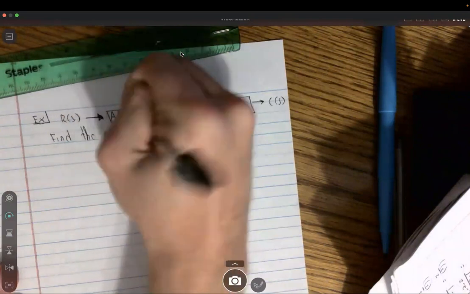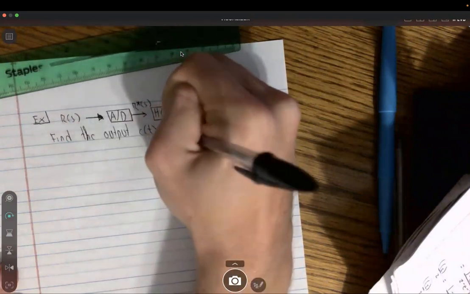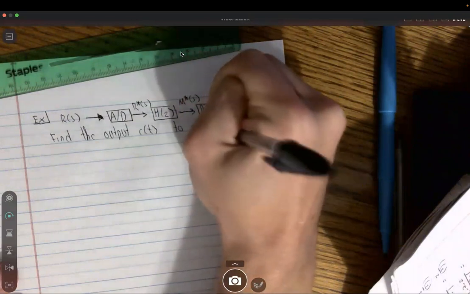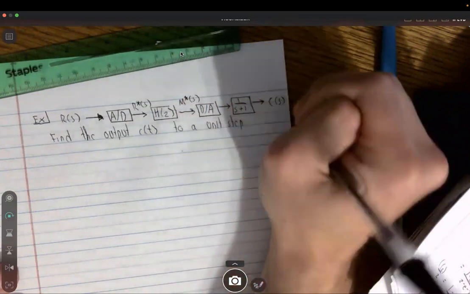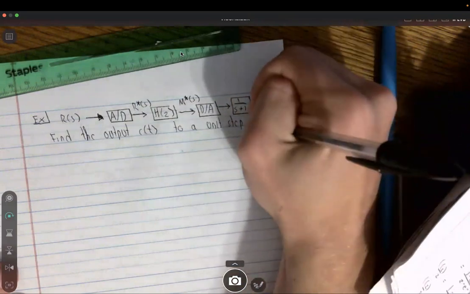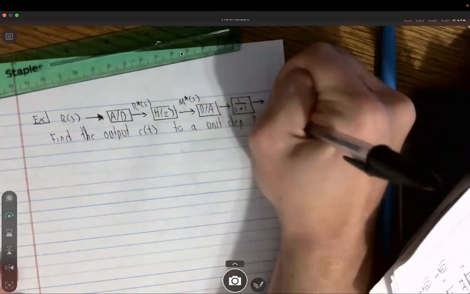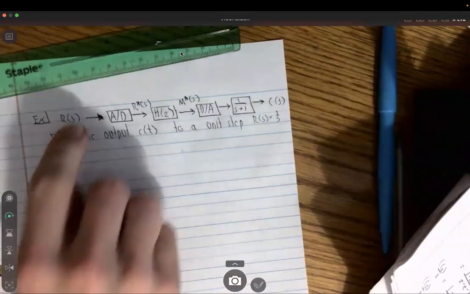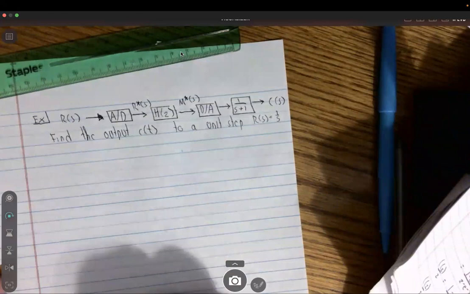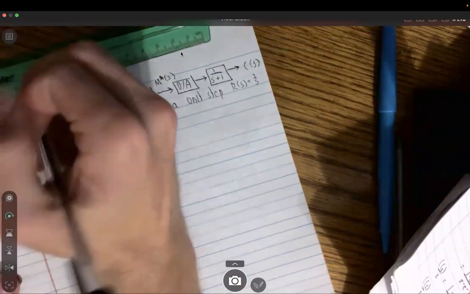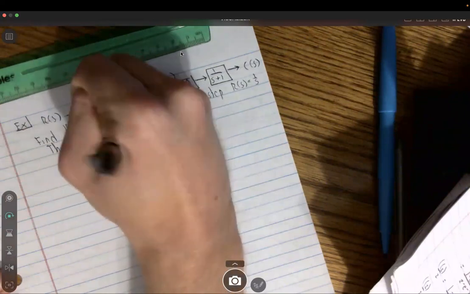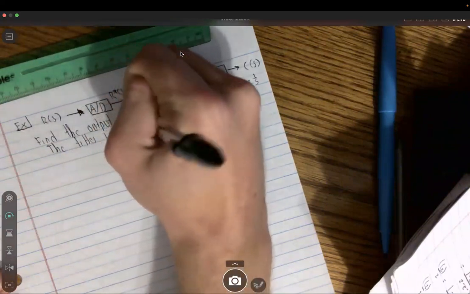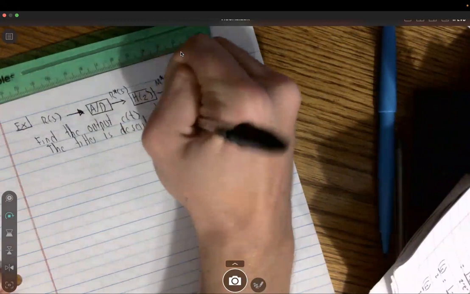And so this is C of T, our output to a unit step, which for our instance just means R of S is equal to 1 over S. Our input would just be the unit step. And so the filter they gave us is described by an equation.